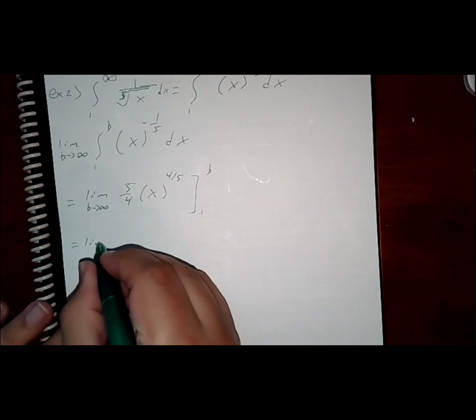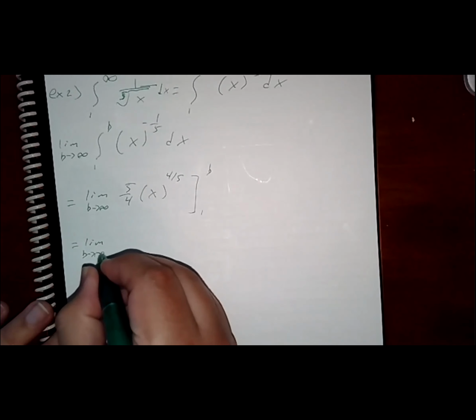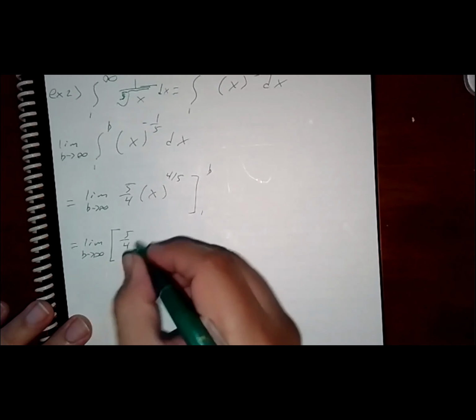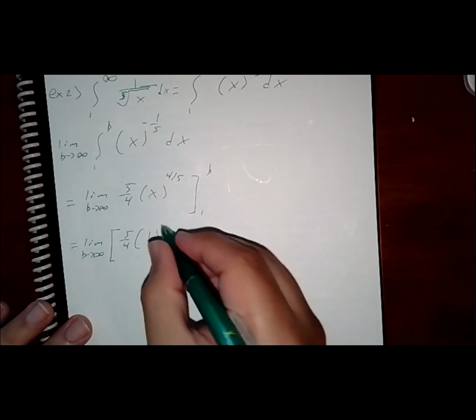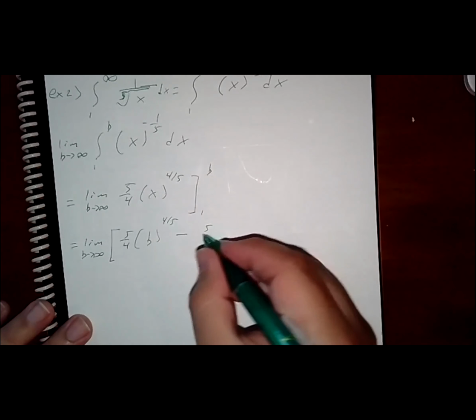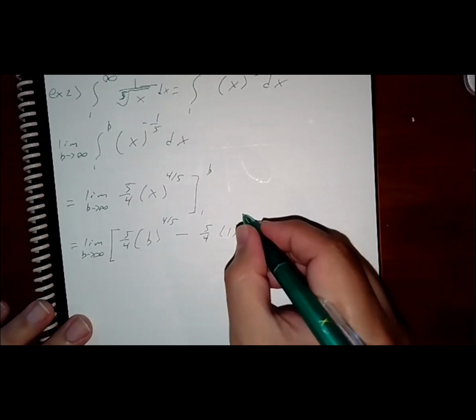Okay, so now plug it into the fundamental theorem of calculus, right? So that'll be 5/4 times b to the 4/5 minus 5/4 times 1 to the 4/5.